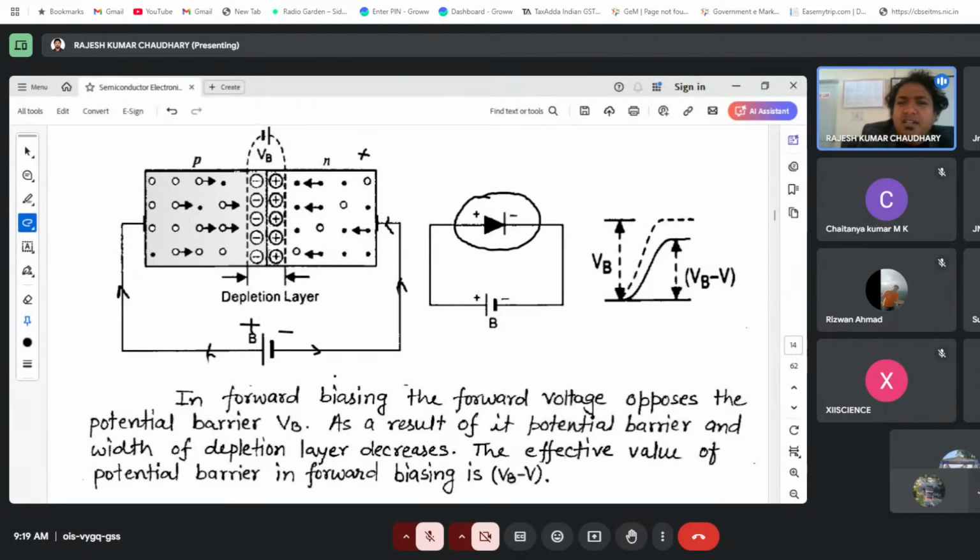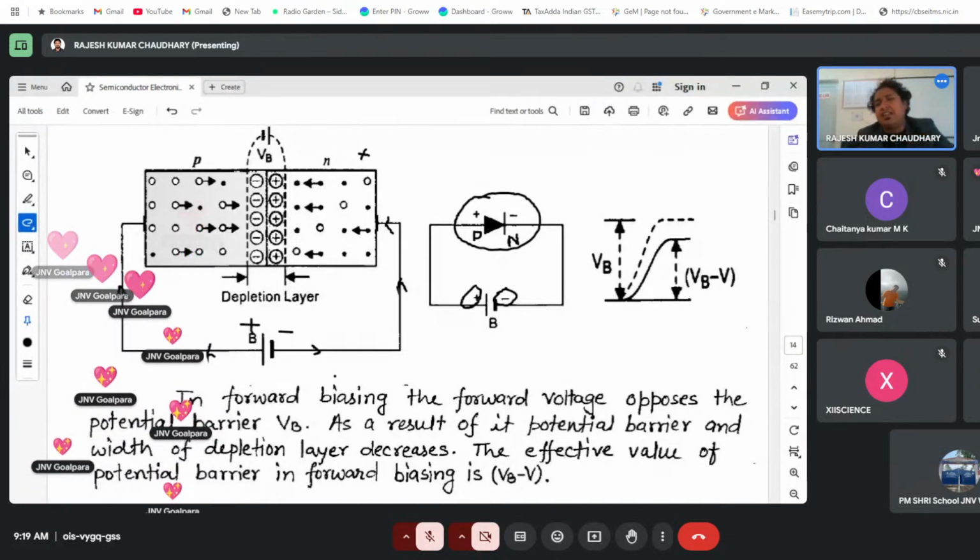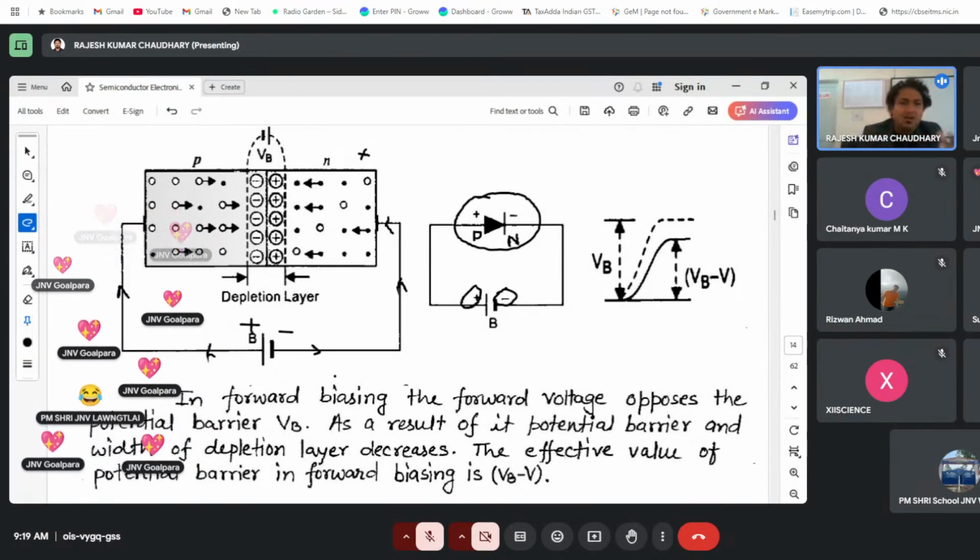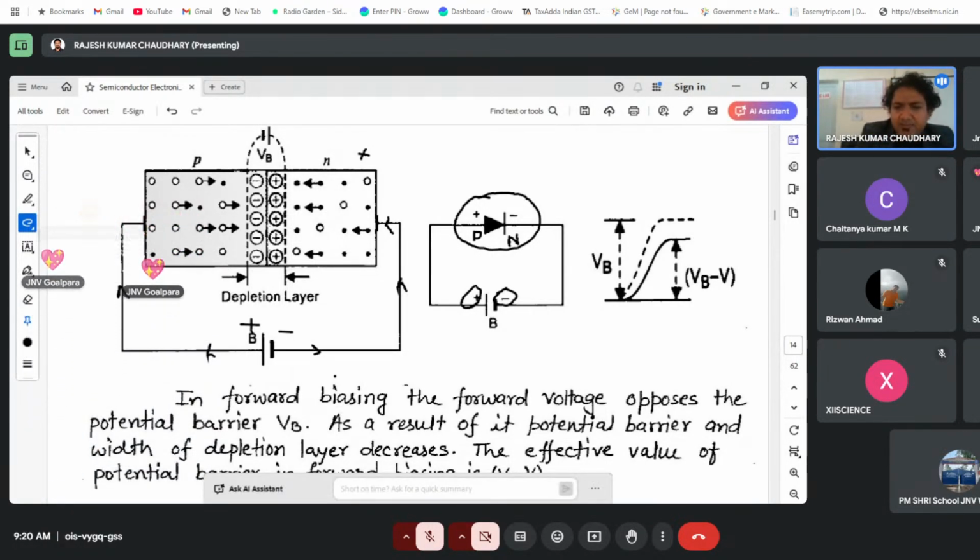If you don't want to make this diagram in board exams, you can also use this symbol. This will denote the P side and this will denote the N side. Got it? So you can see that the P side is connected with the positive terminal and the N side is connected with what? Negative terminal. Understood? Now we will discuss one more thing about this forward bias.